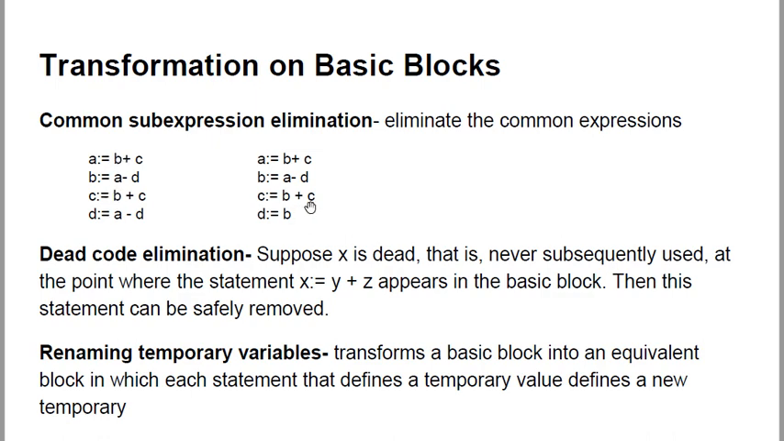c = b + c, we have to write it because the value of b is updated in the second line. But in this case, b = a - d, the value of neither a nor d is ever updated. Right? After this, the values of a and d remain as they were. So we can just write d = b. So we can eliminate a common sub-expression. Okay? So this is how we can perform transformations on basic blocks. Dead code elimination is another transformation. Suppose x is a dead variable that is never used, but there it is in the code.